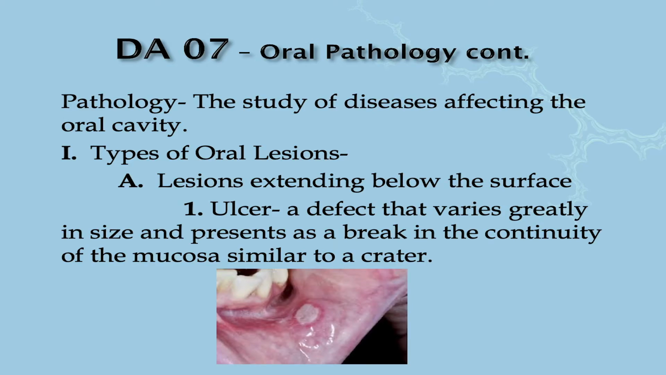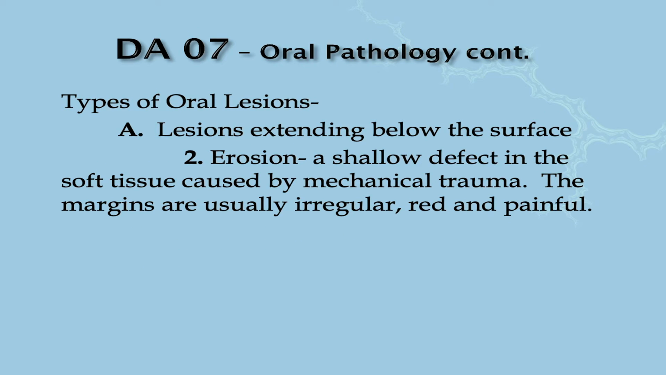Number 7, oral pathology. So, types of oral lesions. The first ones we will discuss are lesions that extend below the surface. Number 1 is the ulcer. It's a defect that varies greatly in size and presents as a break in the continuity of the mucosa, similar to a crater. Often these ulcers can be painful.